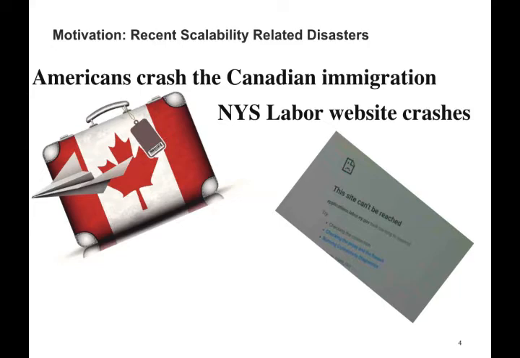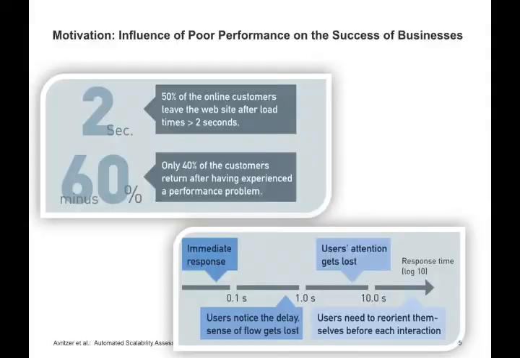Site crashes due to scalability issues can have significant impact on business success. Some examples of software scalability site crashes due to overload conditions are the Canadian immigration site that crashed after the results of the last American presidential election was known. Recently, the New York State Labor website crashed due to the surge of coronavirus-related unemployment applications. These are rare but painful events that need to be planned for in business continuity analysis efforts.